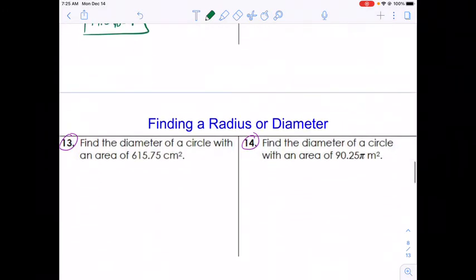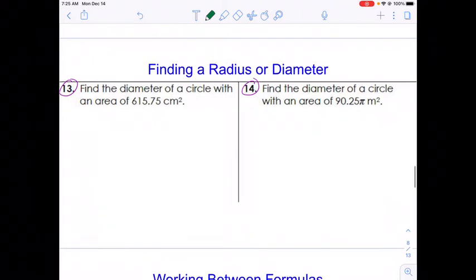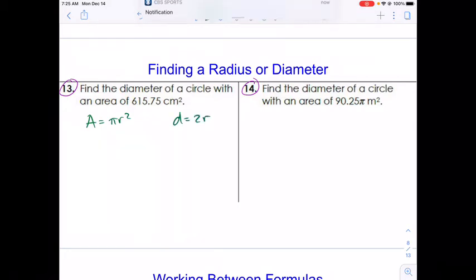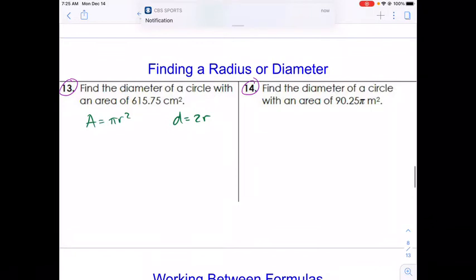All right, so let's take a look at the next one here. Find the diameter of the circle with the area of 615.75 cubic centimeters. So this is what we're going to have to do a little bit differently. We're going to be finding the diameter given the area. So area is equal to pi times the radius squared. Now because we're looking for the diameter, we know diameter is equal to 2 times the radius. So the area formula is going to give us the radius, and we're going to have to double at the end to get the diameter.